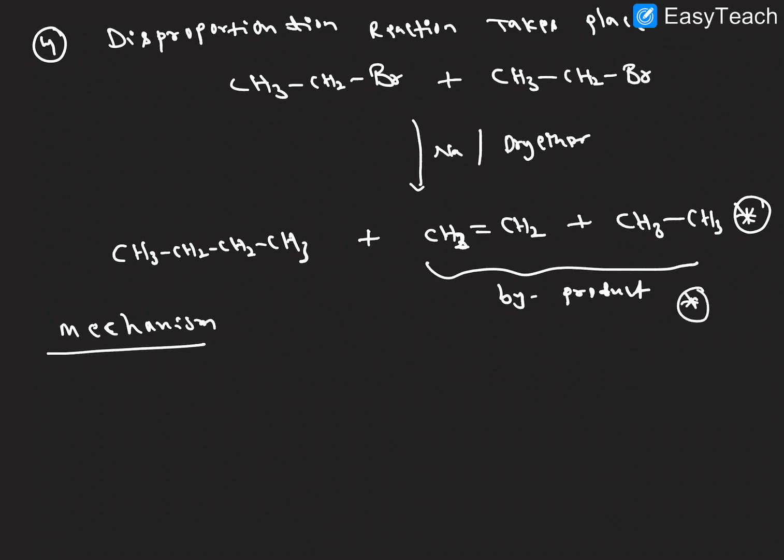For how to get these two products: two radicals are forming here, the CH3 radical and the CH2 radical. Another radical is here, CH3, and a CH radical is there. Here, what happened?